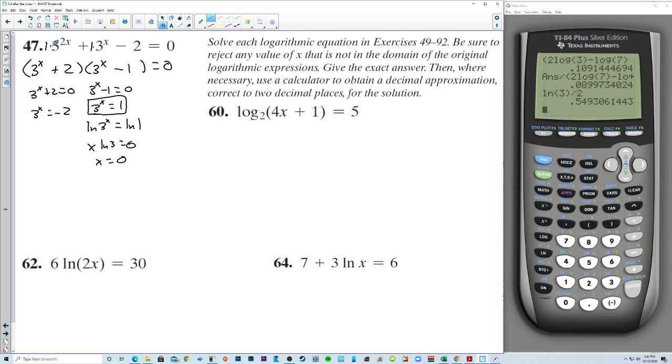Well, let's check it. We have 3 to the 0 plus 3 to the 0 minus 2 should equal 0. 1 plus 1 minus 2. 2 minus 2. We found a solution.